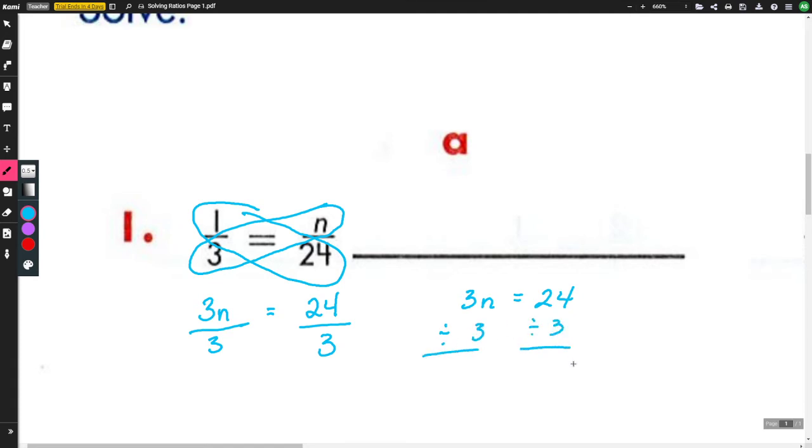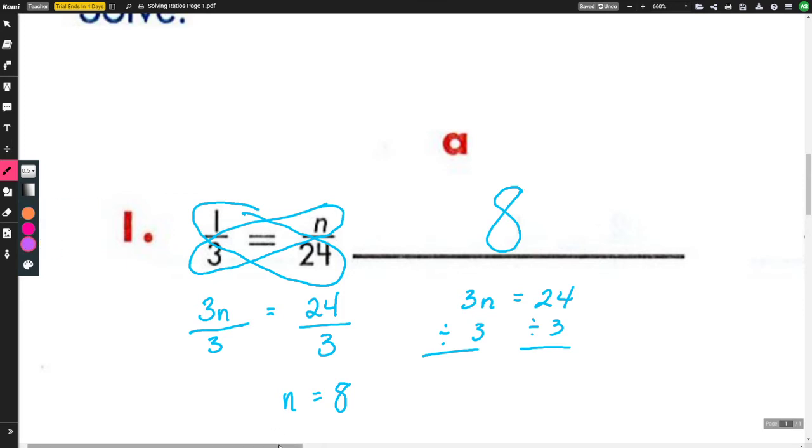Either way works. Either way, you're going to figure out what 24 divided by 3 is, and that is 8. So right here, you're going to put 8. Now, quick note here. This problem is already 2 points: 1 point for the right answer and 1 point for the work. The work can look like this or like any of the other examples that I give you.